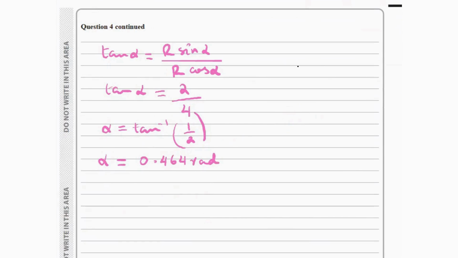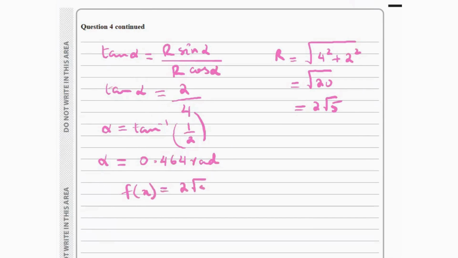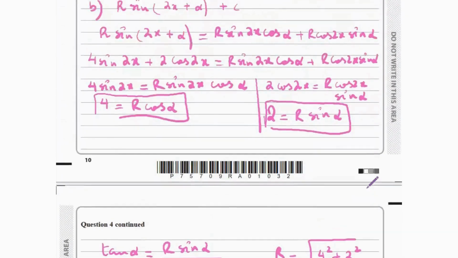Now the value of r is basically the square root of 4 squared plus 2 squared, which is going to be square root of 20, which you can rewrite as 2 root 5. That is r. So f of x is equal to 2 root 5 sine of 2x plus alpha, which is 0.464, and c is going to be minus 1. This is your answer in the format given in the question.